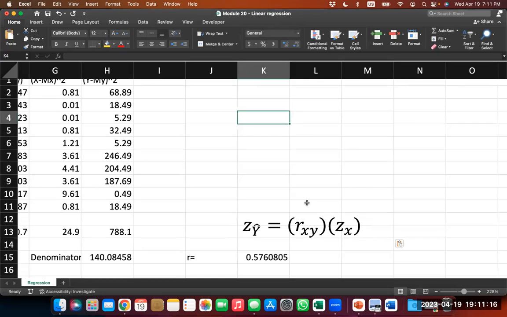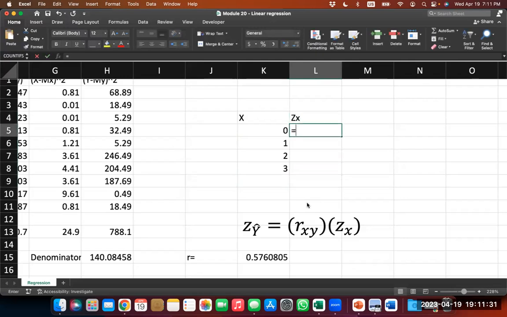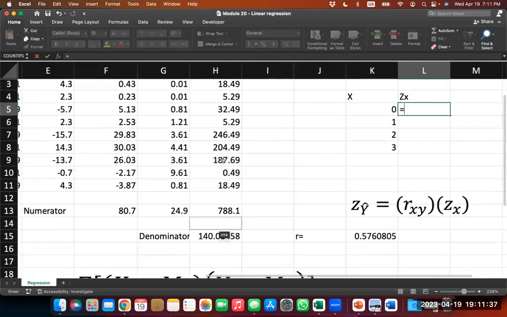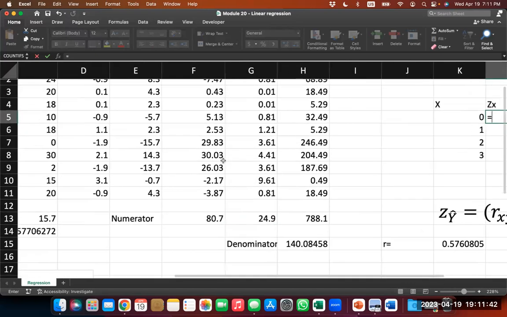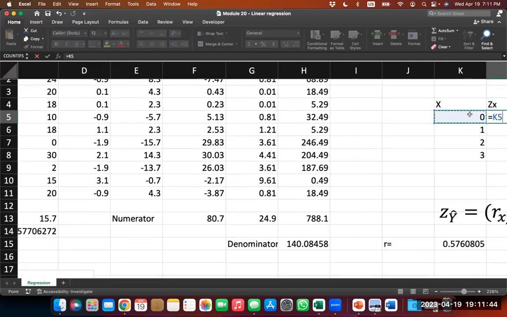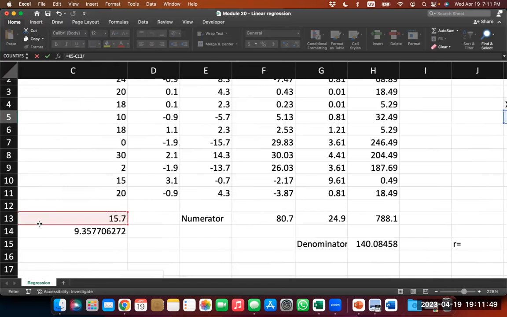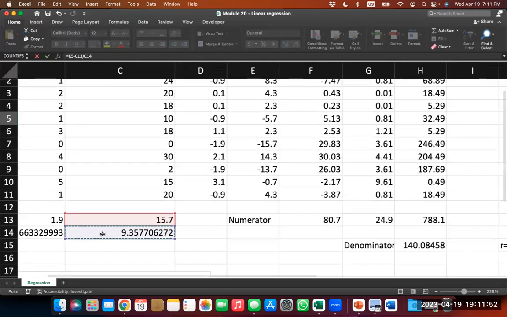So if we're calculating now for where x equals 0 stressful life events, 1 stressful life event, 2 stressful life events, and 3, first we need to calculate our z x. So z x is calculated now as x minus the mean divided by our standard deviation, right?